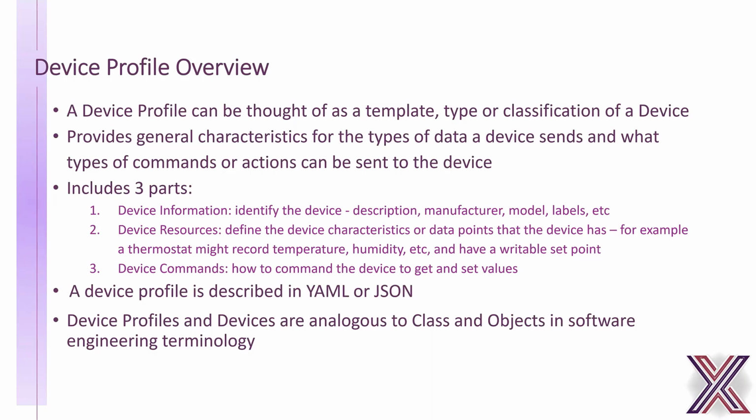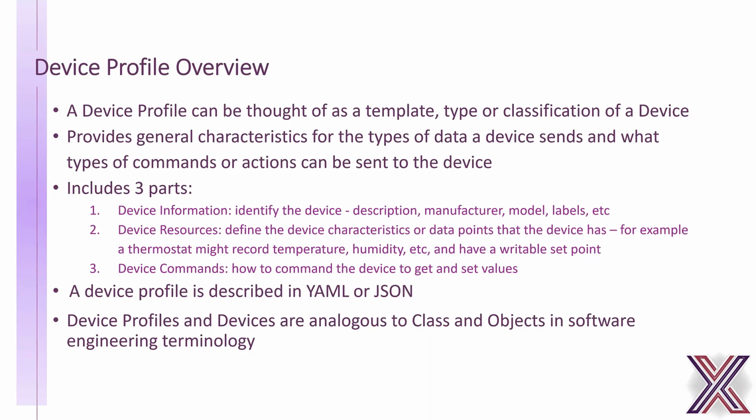And these are typically static variables, and they don't change. So once you have a device, once it's been created, it has a manufacturer. That manufacturer doesn't change. So this can be fairly static, consistent information. The second part is what we call device resources. And these are really the main things to be aware of here. This is the device characteristics or the data points that a device has.